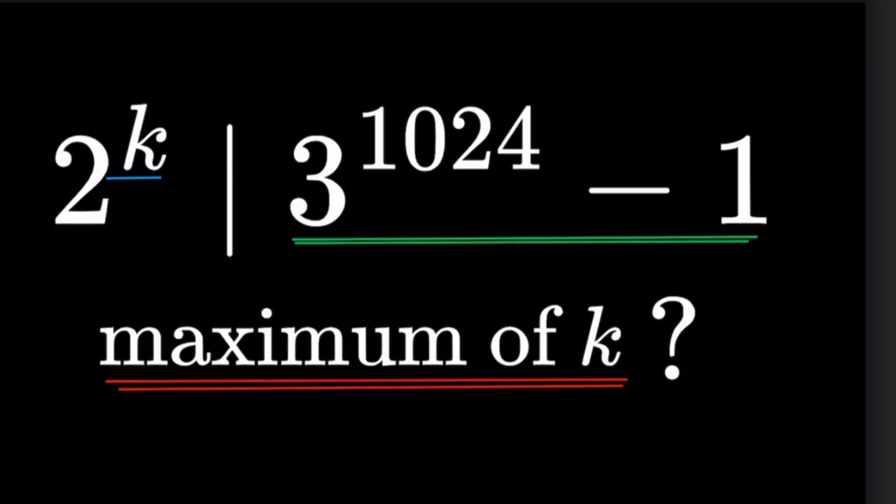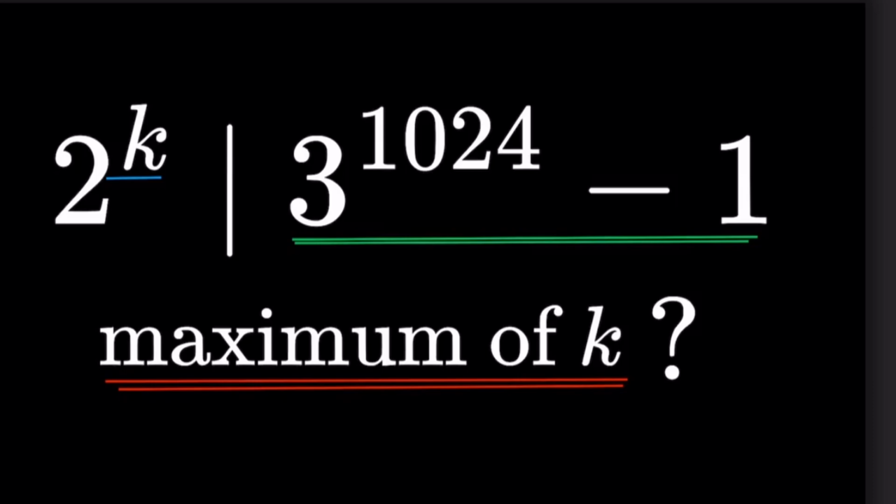Here's an item on number theory. 2 raised to k divides 3 raised to 1024 minus 1. Find the maximum possible value of k. As usual, pause this video if you'd like to give this item a try. But if you're done, let us dive into the solution.